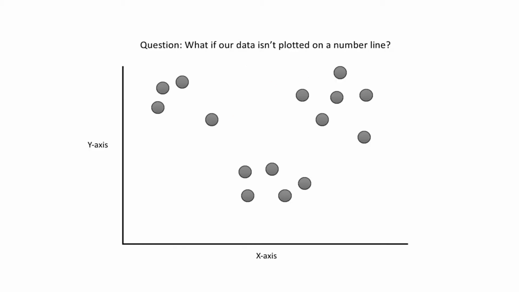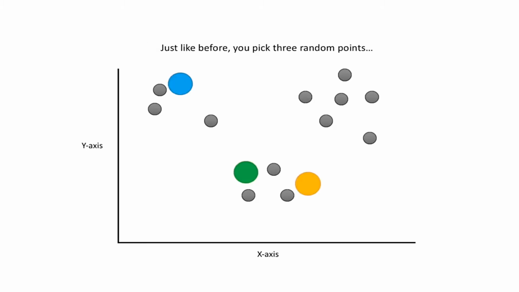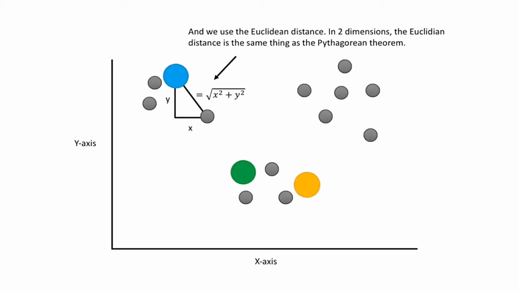Question: what if our data isn't plotted on a number line? Just like before, you pick 3 random points and we use Euclidean distance. In 2 dimensions, the Euclidean distance is the same thing as the Pythagorean theorem.